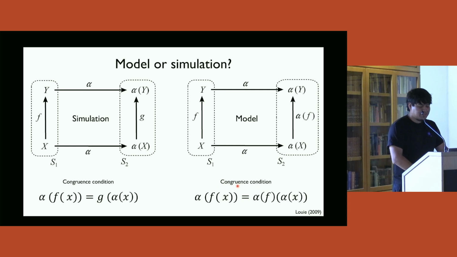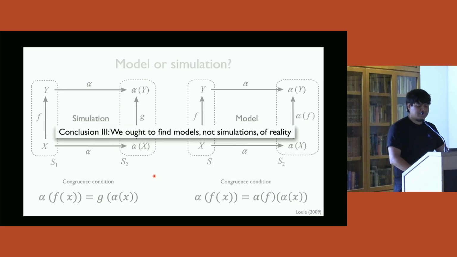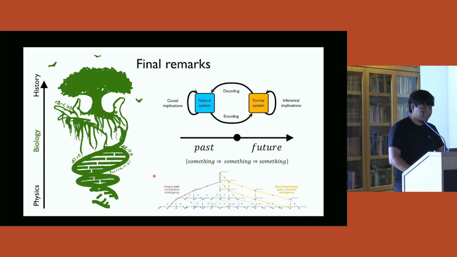So in this condition here, what you see is that alpha is doing all the work. There's nothing else. And in the simulation we have alpha, which is the encoding, again, what you do as a scientist, but this G that is almost external. So that's my third conclusion, that we ought to find models, not simulations of reality.